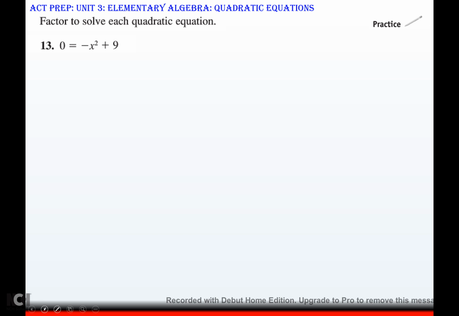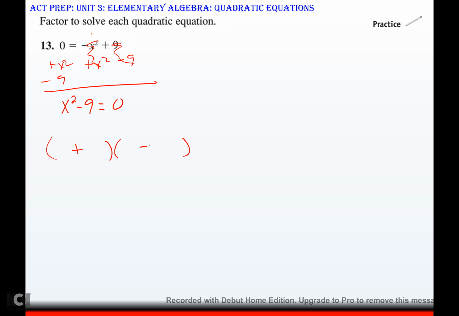Alright, on this one, I don't like my squared term negative, so I'm going to move everything over. So I'm going to do plus x squared, which kills them over here, and minus 9 puts them over there. So now I have x squared minus 9 equals 0. Which is difference of squares. So binomial, binomial, plus and minus. The square root of x squared is x, and the square root of 9 is 3.